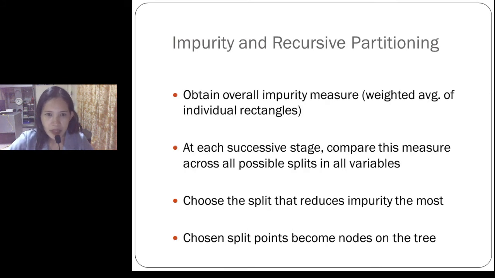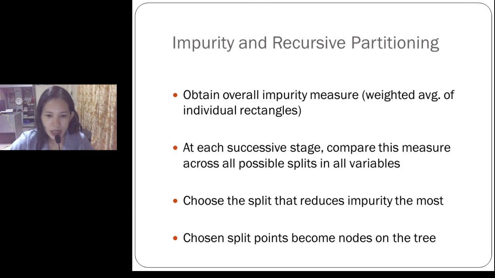Impurity and recursive partitioning. Obtain the overall impurity measure using a weighted average of individual rectangles. At each successive stage, compare this measure across all possible splits in all variables and choose the split that reduces impurity the most, and the chosen split points become nodes on the tree.